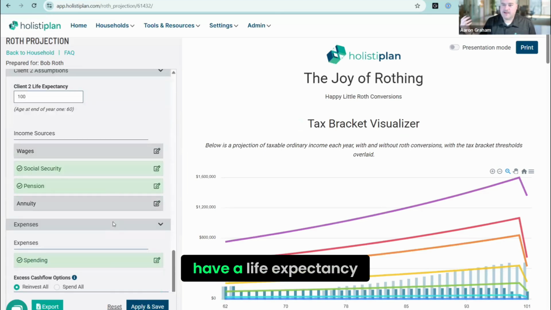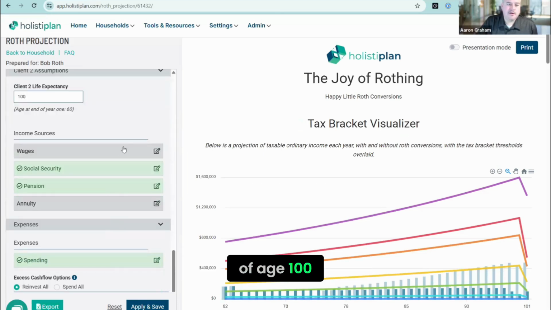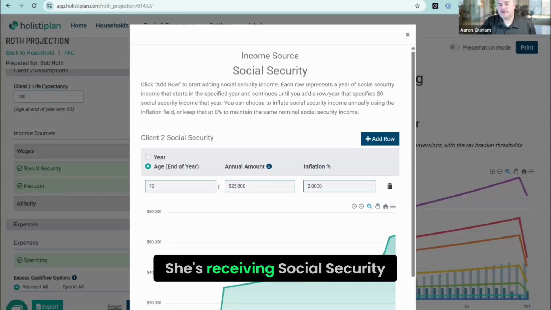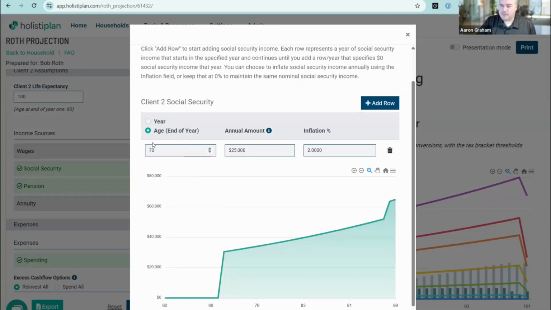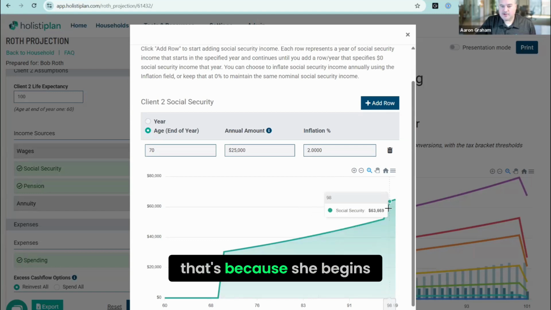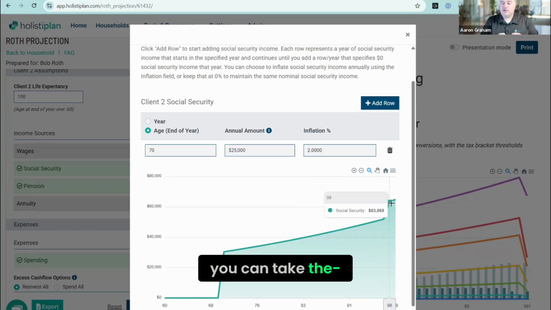She's going to have a life expectancy of age 100. We're not going to have any wages for her because we're going to assume she's already retired. She's receiving Social Security also like Bob at age 70 at a lower amount, $25,000 inflated at 2%, going on forever. You'll see this bump here. That's because she begins taking Bob's amount, which is a higher amount. Remember the rules of Social Security. You can take either your record or your spouse's record, whichever is highest.